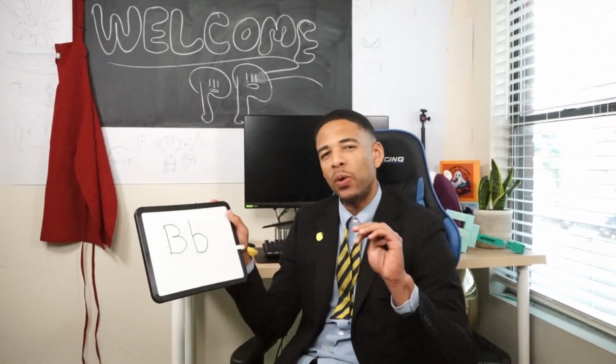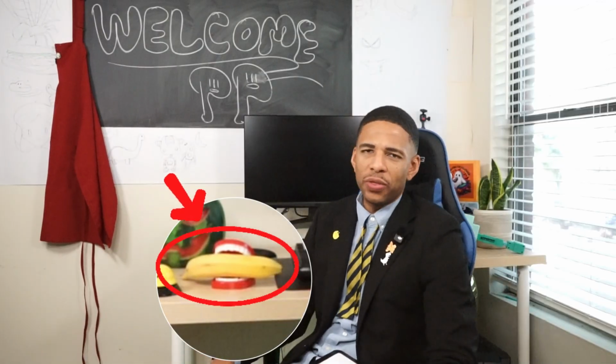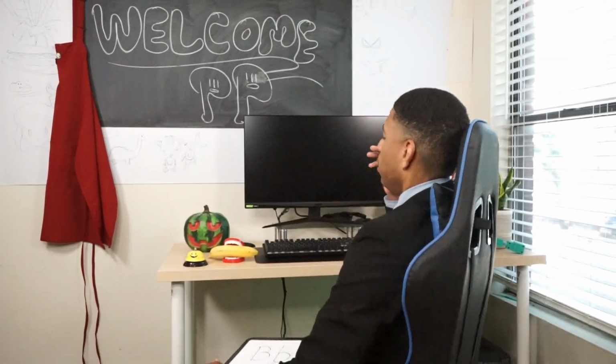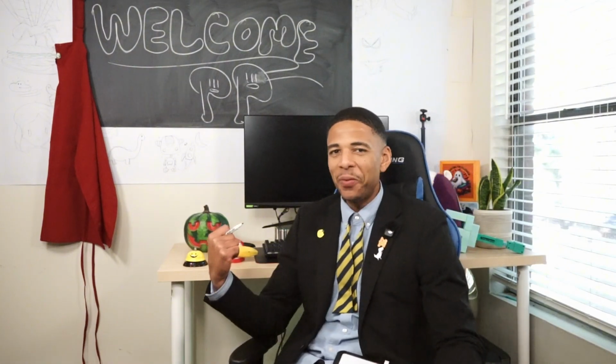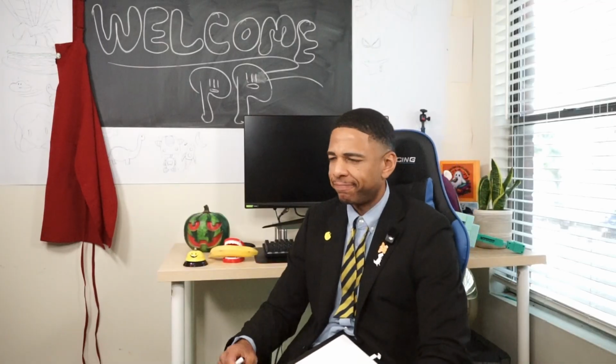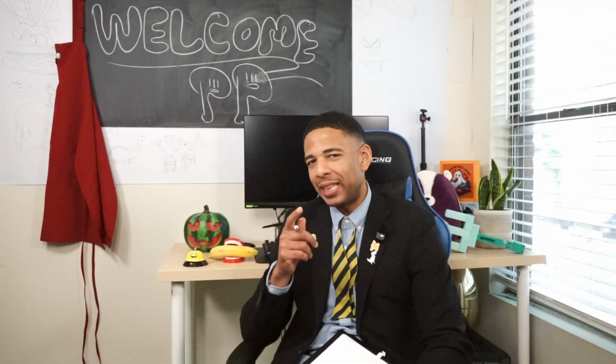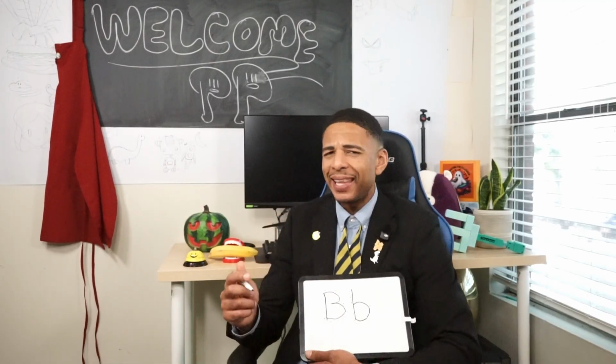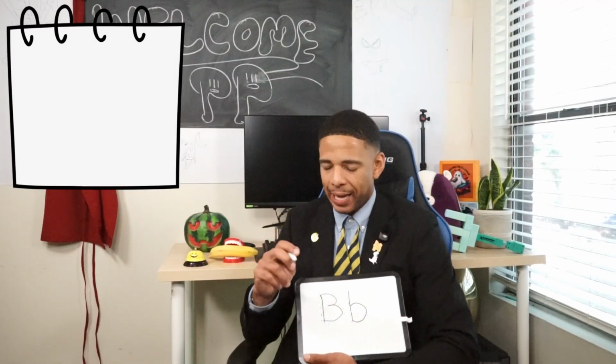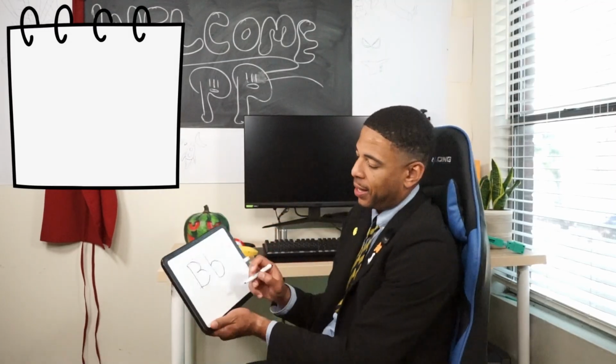Now let's spell a word with the letter B. Only if we had something near the desk or on the desk that started with a B. Is that what I think it is? A banana? A banana starts with the letter B. Let's spell banana.